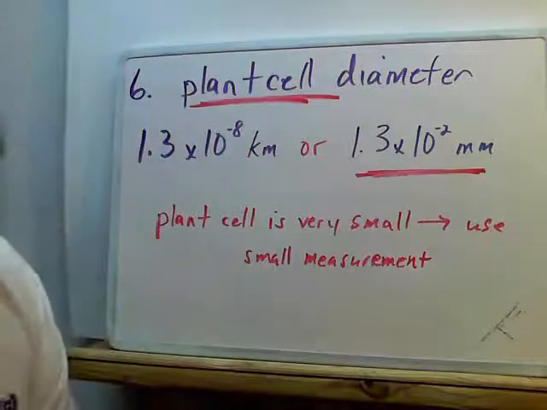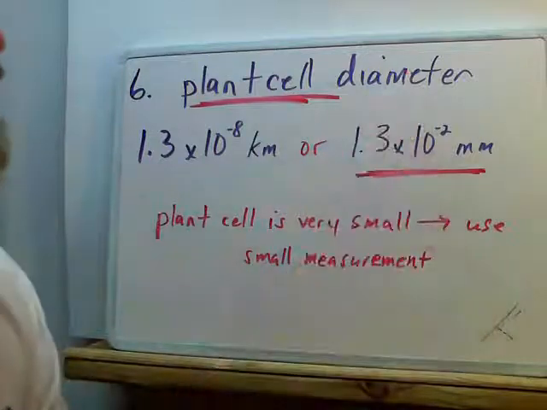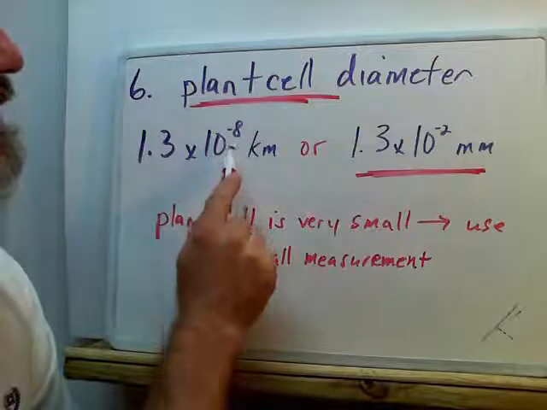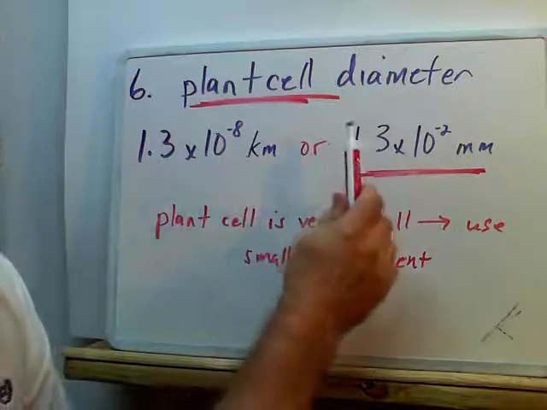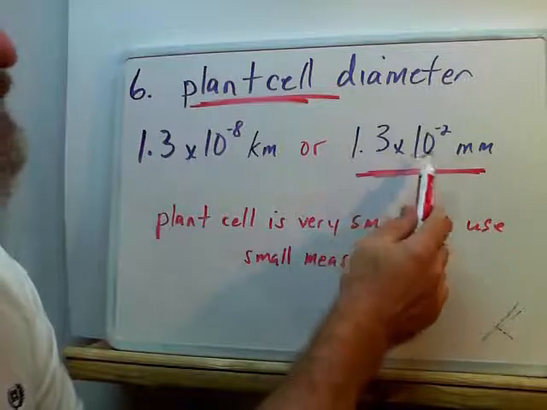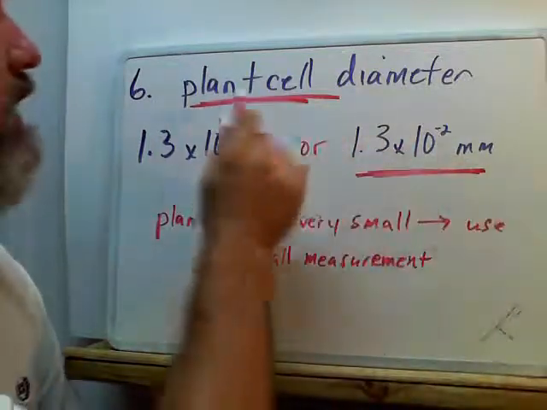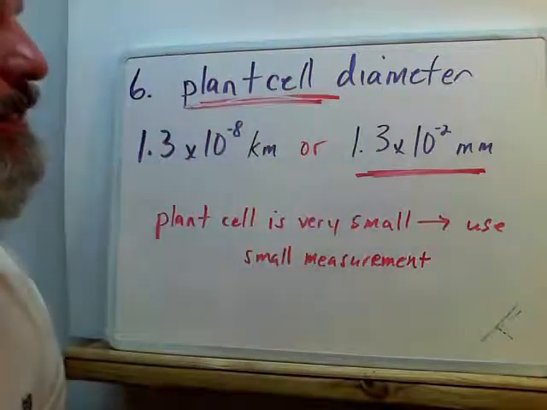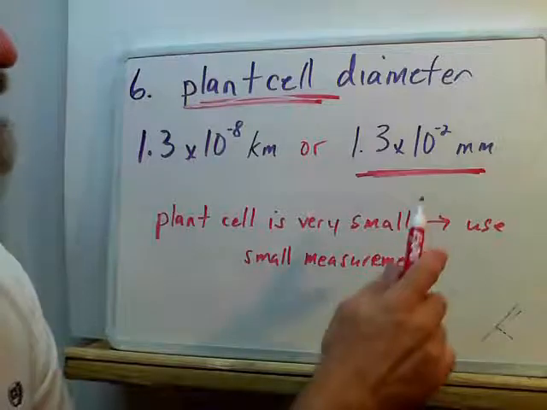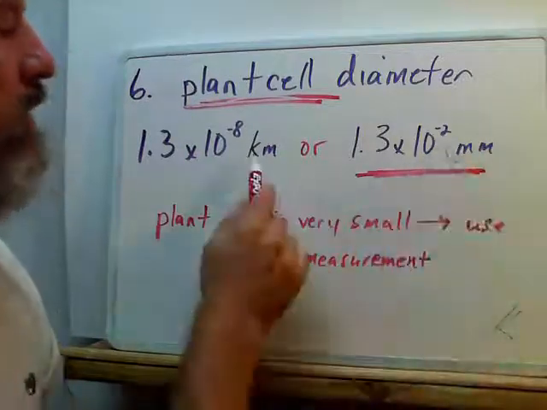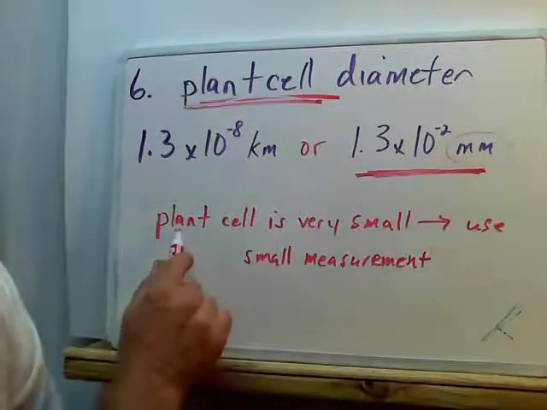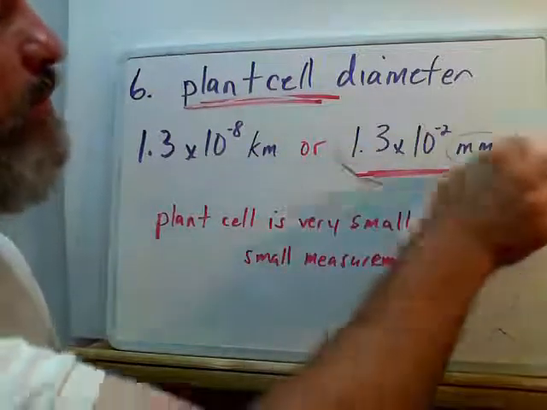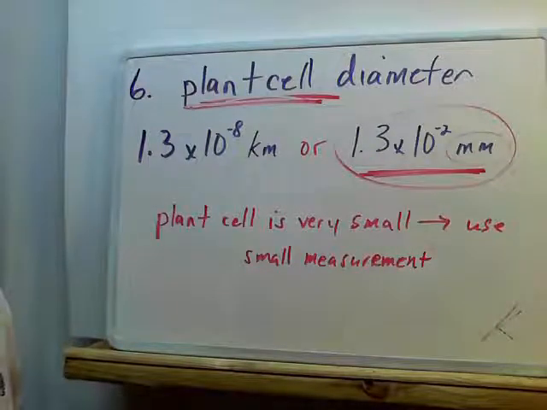Number 6, we're being asked about a plant cell. We could report the diameter of that plant cell as 1.3 times 10 to the negative 8 kilometers, or we could report that as 1.3 times 10 to the negative 2 millimeters. Very small unit here, a very small item here, a plant cell. The diameter of a plant cell is very small. Therefore, we're going to use the smaller of the 2 units, the millimeters versus the kilometers. And the reason for it is because the plant cell is very small. We use the smaller measurement, 1.3 times 10 to the negative 2 millimeters.